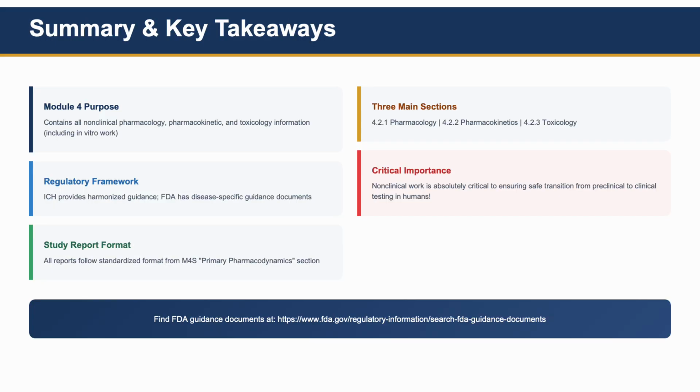In summary, Module 4 contains all non-clinical pharmacology, pharmacokinetic, and toxicology information supporting a drug application, including both in vivo animal studies and in vitro laboratory work. ICH provides harmonized guidance documents that define study requirements and report formats. All study reports should follow the standardized format outlined in M4S. The three main sections are 4.2.1 Pharmacology, 4.2.2 Pharmacokinetics, and 4.2.3 Toxicology.